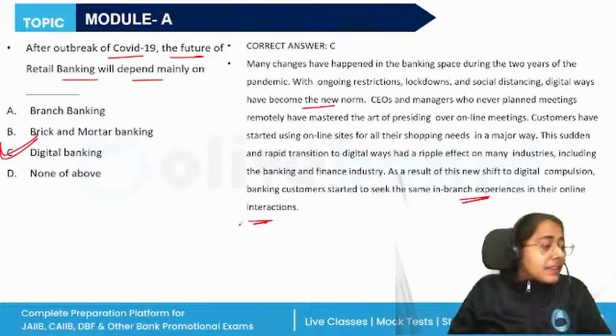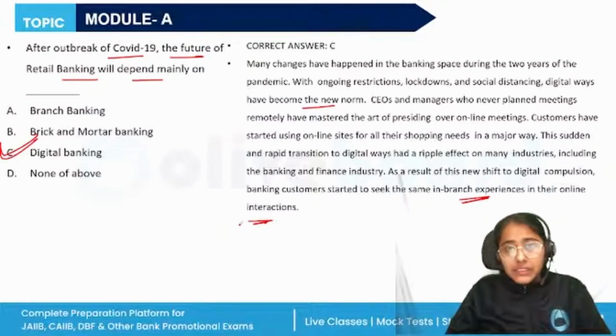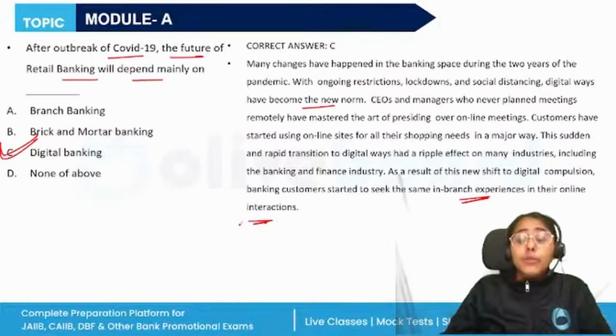For all of the banking services, they do not want to stand in long queues. They want anytime, anywhere banking services. They want to access their bank accounts, make remittances, credits, and debits through their mobile apps. So these are the changes.